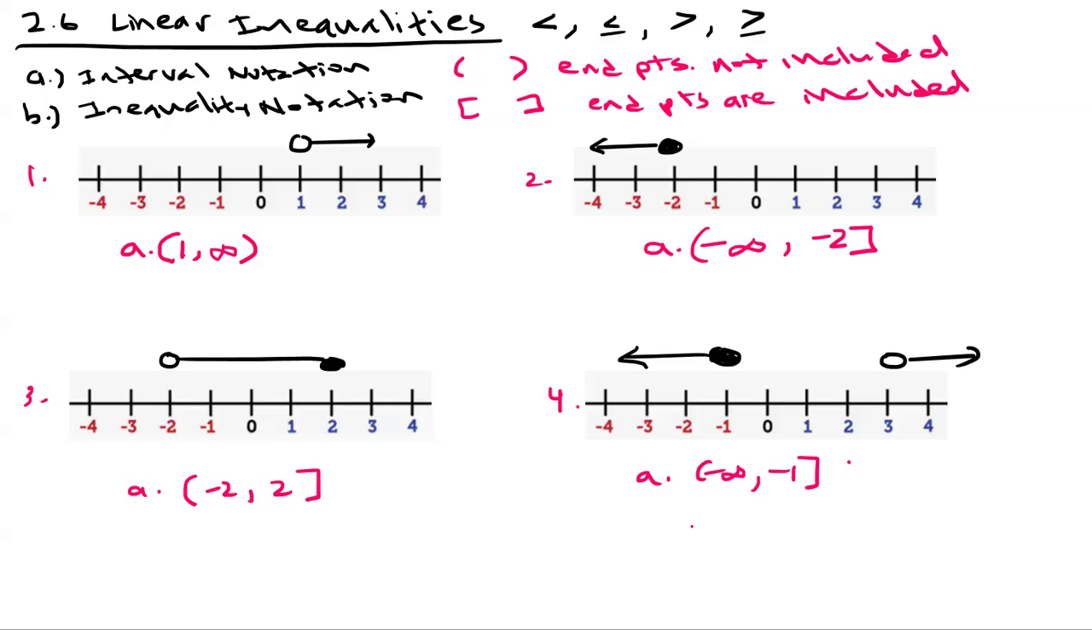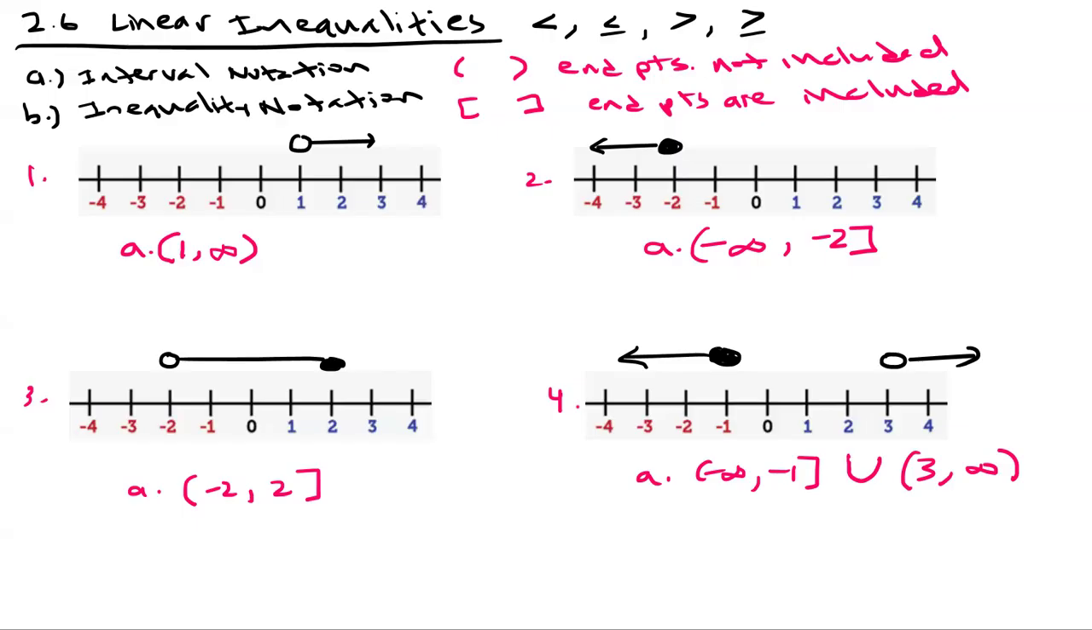Okay. A lot of times in the book it might have this symbol, which is union. That just means union with 3. So 3 is an open circle, so that is a parenthesis, going to infinity, parenthesis. Okay. So that's in interval notation.